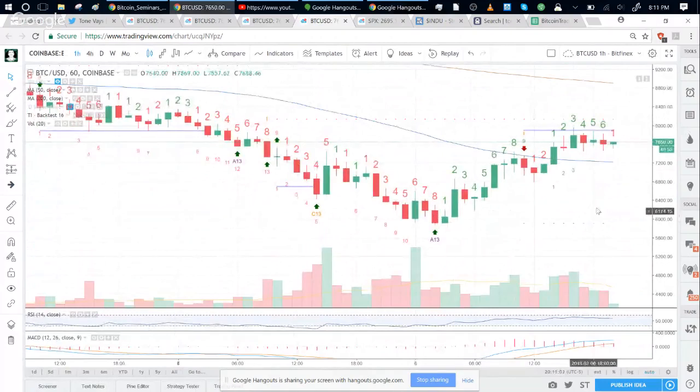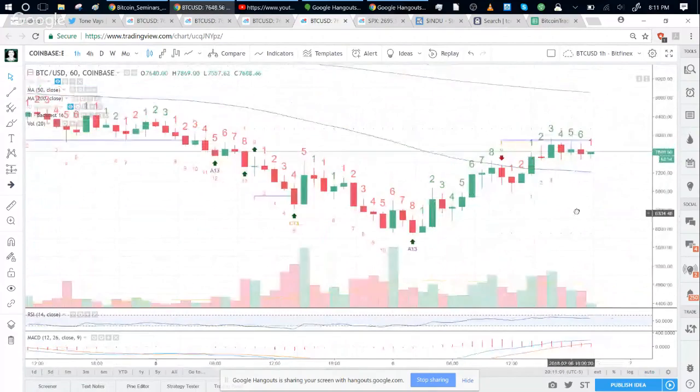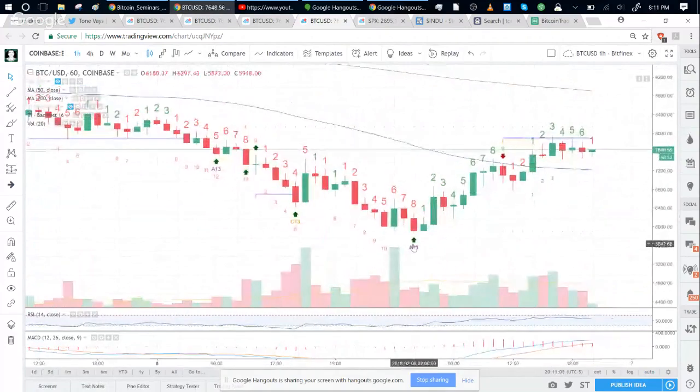Had an 813 here. Had a 9, small correction. Now we're going up, and now we've stagnated. So where do we go from here?